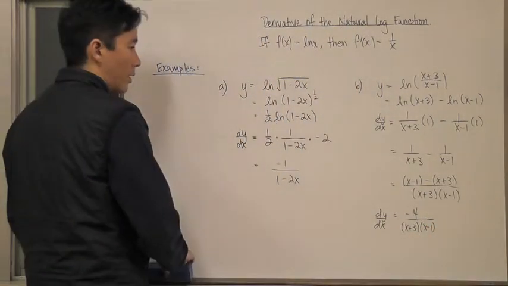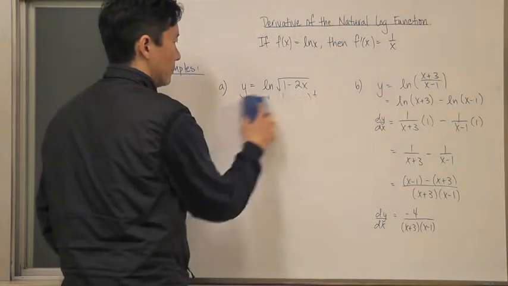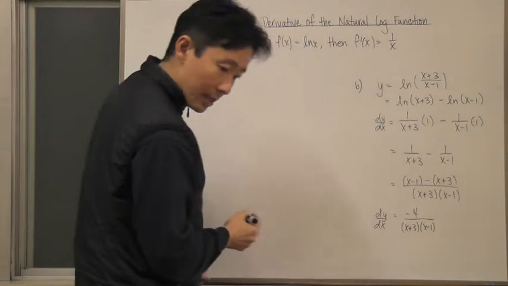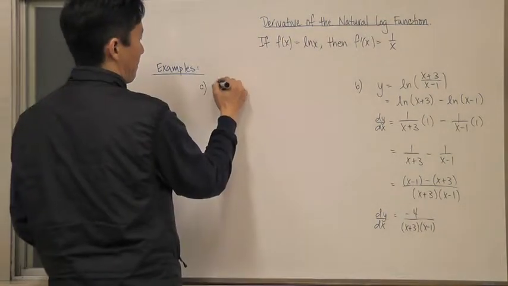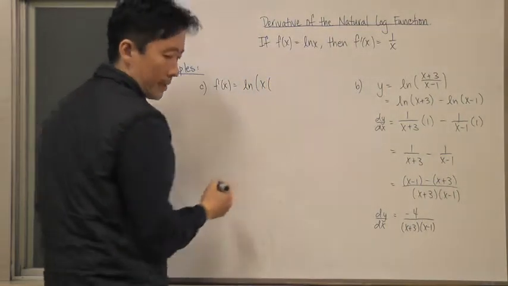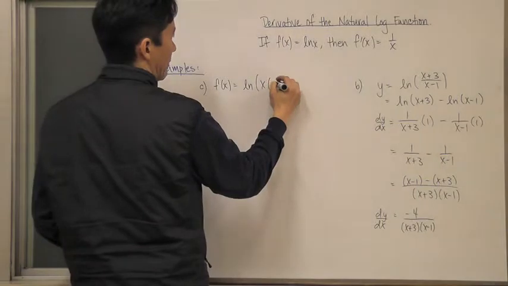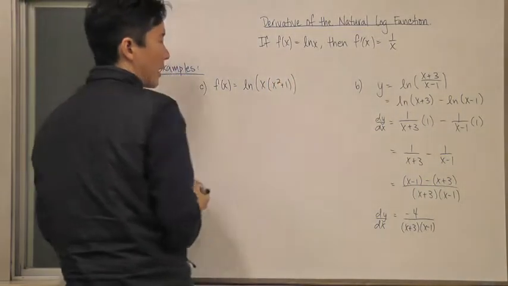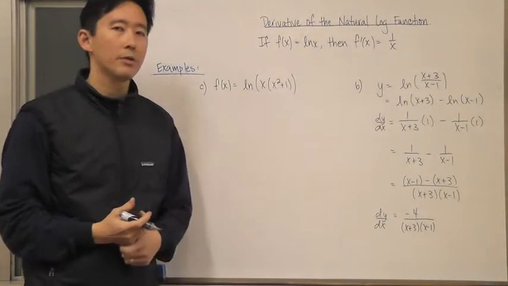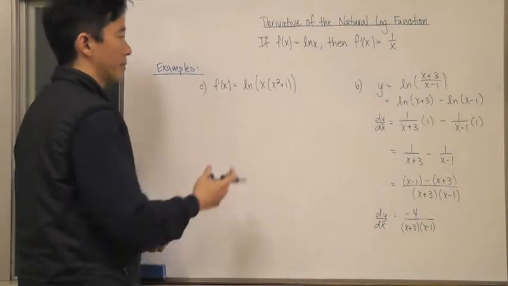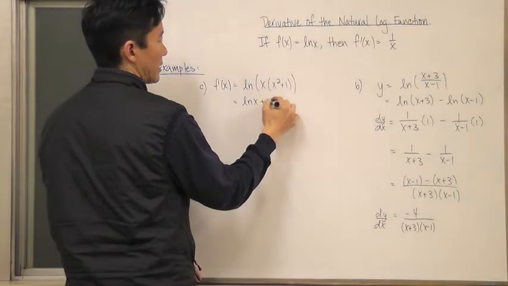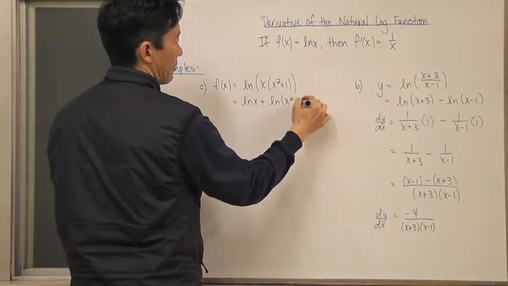Okay, let's take a look at one more final example, and then you can go ahead and take a look at some of these on your own. Here's c. c says f of x is equal to the natural log of x times x squared plus 1. Notice that in this case, if I wanted to just distribute that, that wouldn't be too bad. Another way I could do it, though, is to use my rules of logarithms. This is the same thing as the natural log of x plus the natural log of x squared plus 1.